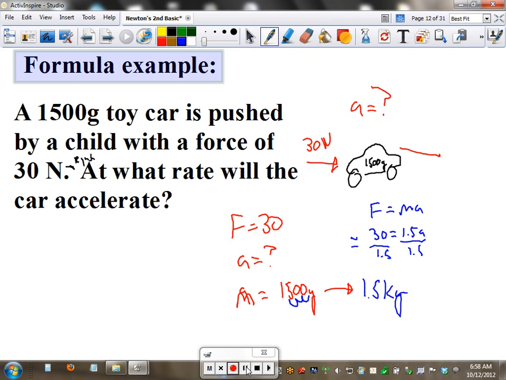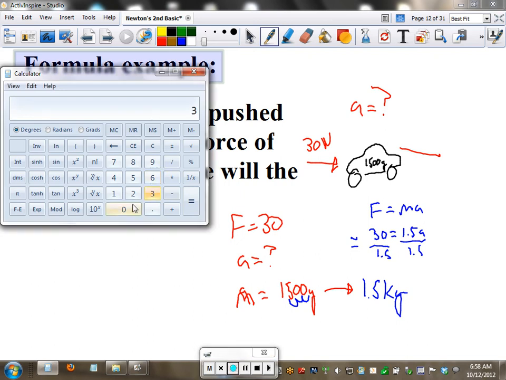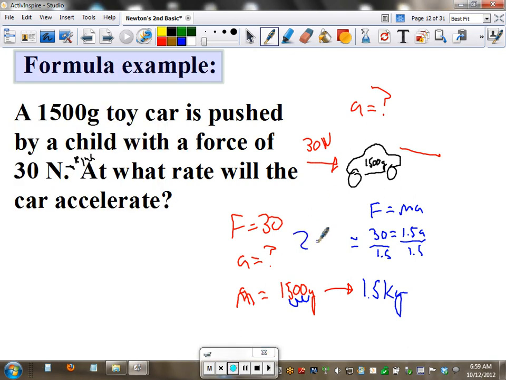I don't know, let me check it out. 30 divided by 1.5. That's 3. Come on, coach, get it together. 30 divided by 1.5 equals 20. 20 meters per second squared. That way. Think that's it?